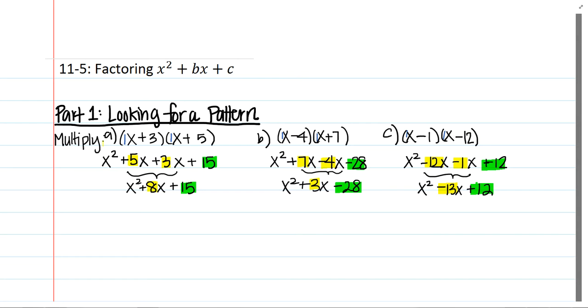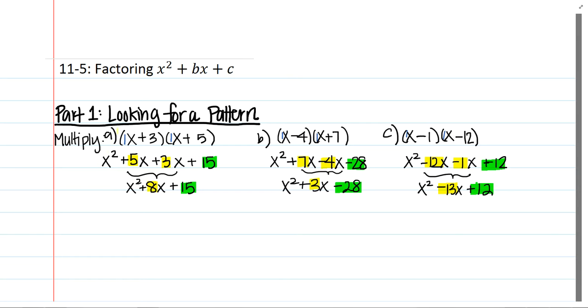Okay, let's check your answers. For the first one, you should get x squared plus 8x plus 15. For B, we should get x squared plus 3x minus 28. And for C, we should get x squared minus 13x plus 12. If you need to fix anything, go ahead and pause the video and do that.